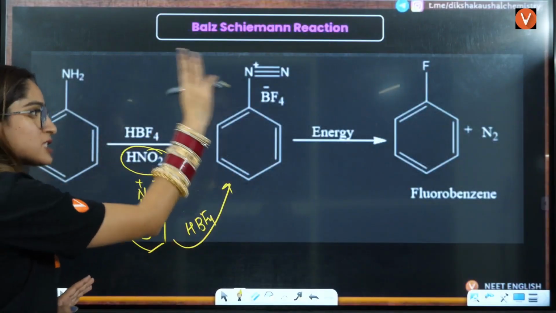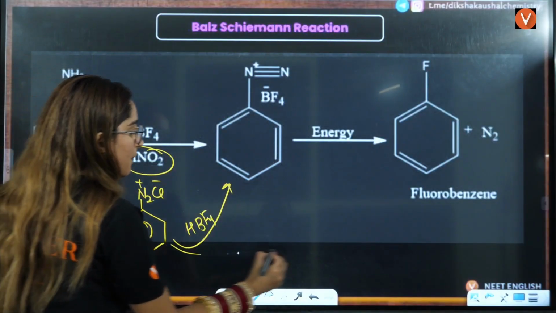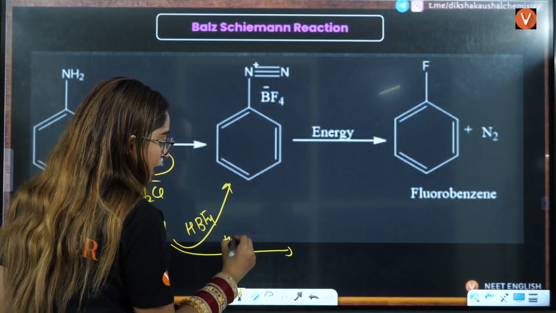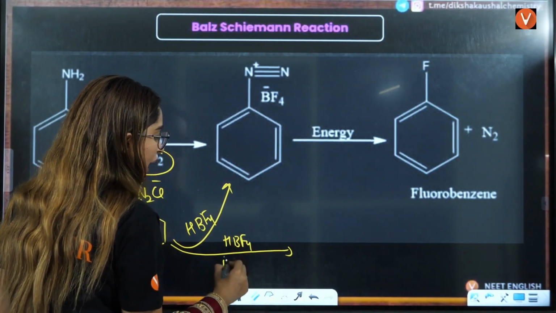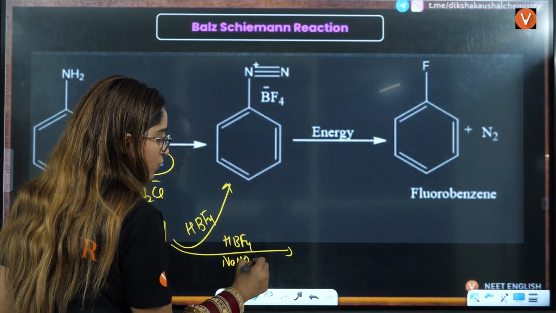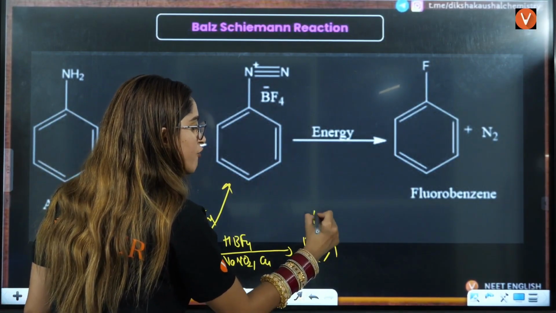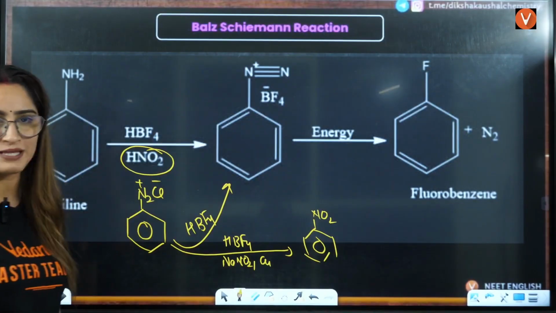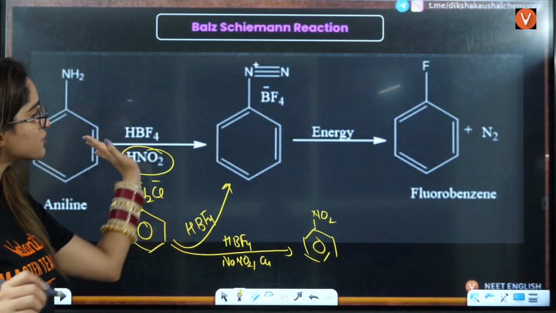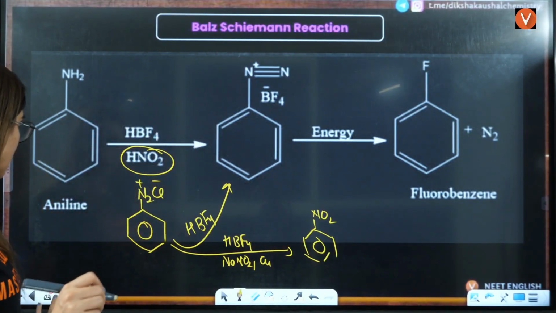This is called the Balz-Schiemann reaction. But if you add HBF4, then you add NaNO2, then you add copper, then here you will have the formation of nitrobenzene. But this is not the Balz-Schiemann reaction, that one is called the Balz-Schiemann reaction, right?